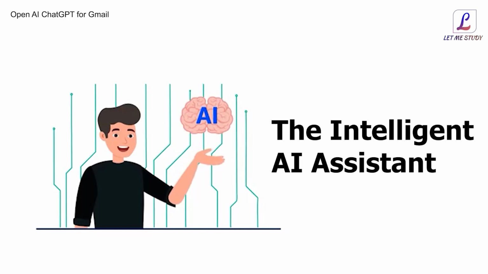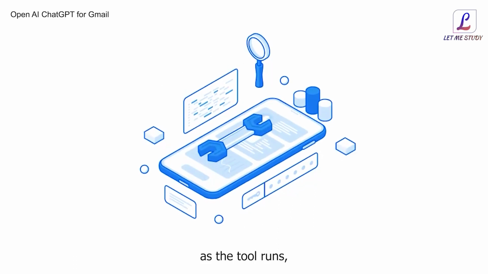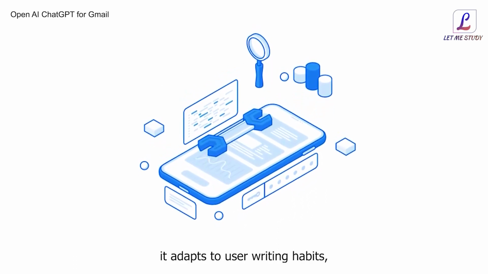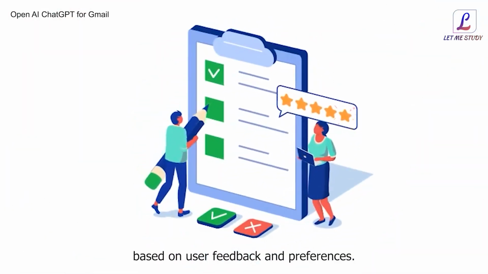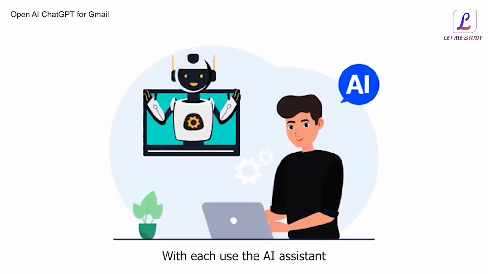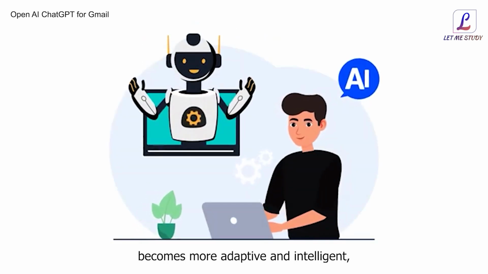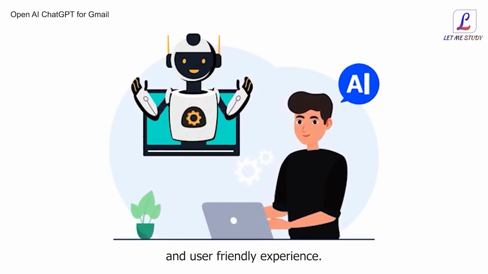The intelligent AI assistant, ChatGPT for Gmail, is not only efficient and convenient, it's also intelligent. As the tool runs, it adapts to user writing habits, improving and optimizing email content based on user feedback and preferences. With each use, the AI assistant becomes more adaptive and intelligent, giving users a more personalized and user-friendly experience.